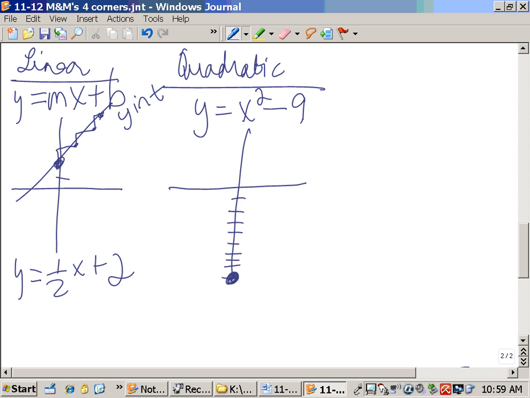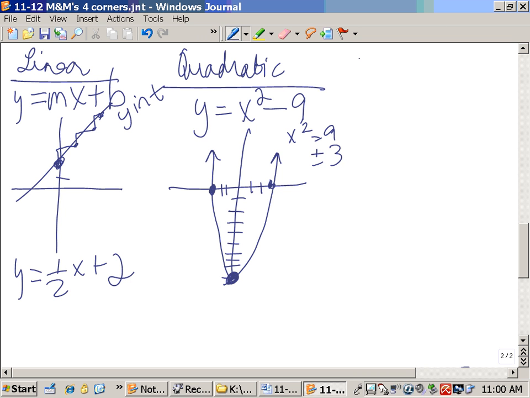Come on, thinking. Okay, if you solved this, it would give me x squared equals 9, which is positive and negative 3. So go to 1, 2, 3, 1, 2, 3. And there's my graph. I just wanted to give you a quick and easy one.